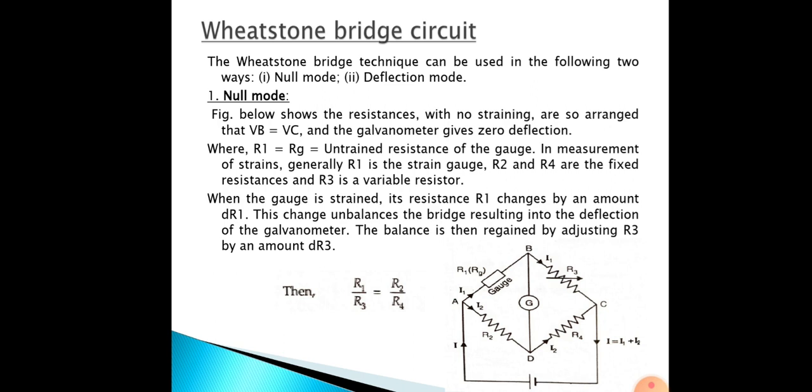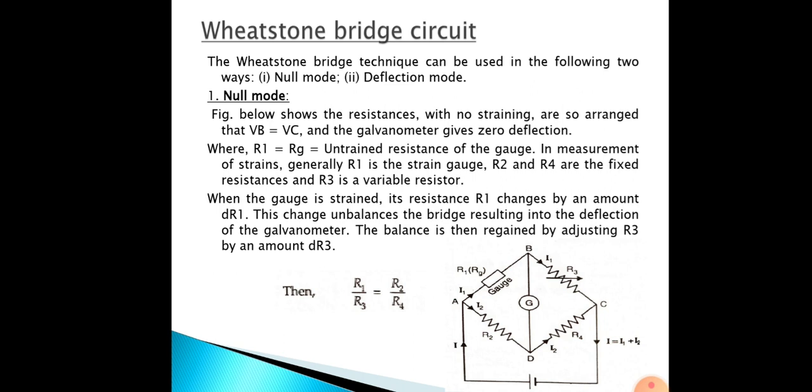Okay, then what is it? R1 divided by R3 is equal to R2 divided by R4. So you can see over there. Here R1 is equal to Rg, the unstrained resistance of the gauge. In the measurement of strain, generally R1 is the strain gauge. So your R1, in the diagram it is written as the gauge. R2 and R4 are the fixed resistances.